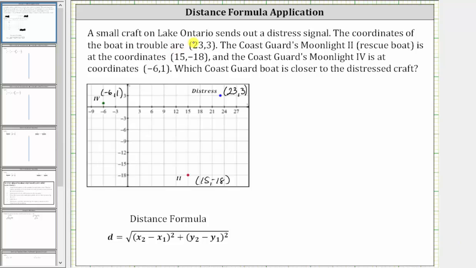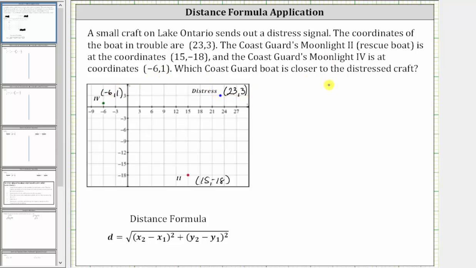A small craft on Lake Ontario sends out a distress signal. The coordinates of the boat in trouble are (23, 3), which is this point here on the coordinate plane. The Coast Guard's Moonlight 2 rescue boat is at the coordinates (15, -18), this point. And the Coast Guard's Moonlight 4 is at the coordinates (-6, 1), this point here.